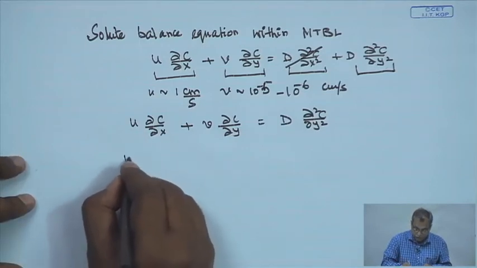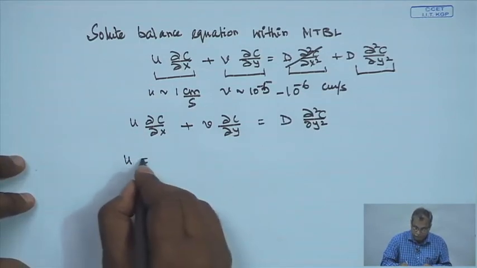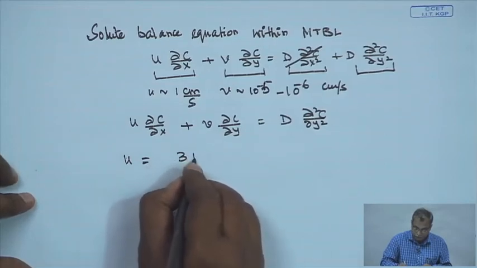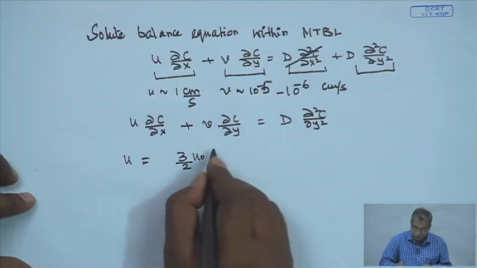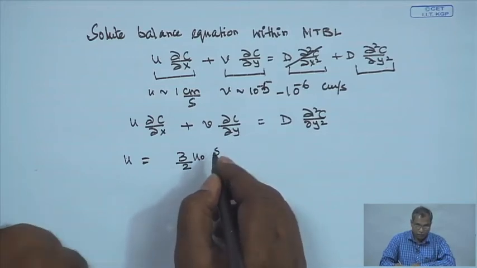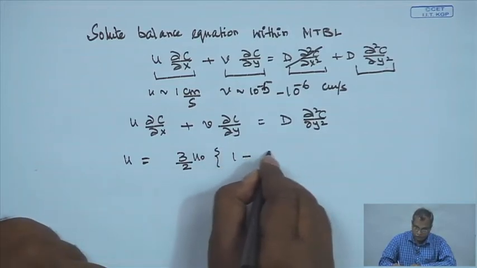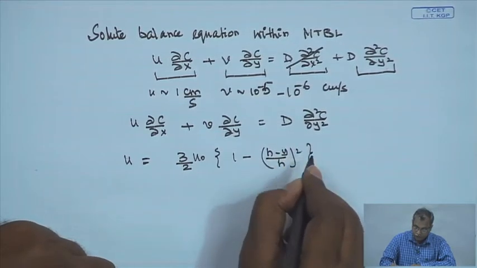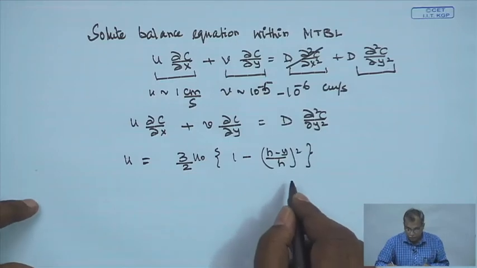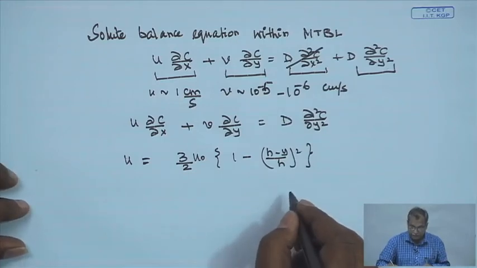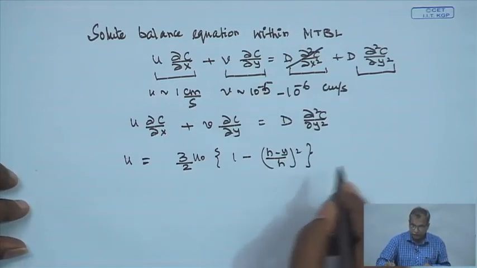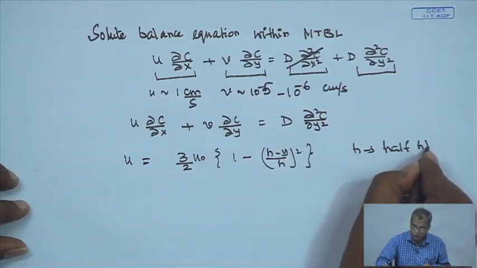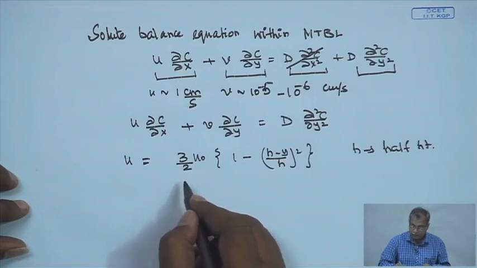So, what is U? U is equal to, for a laminar flow in a rectangular channel, 3 u0 by 2 times 1 minus the square of (h minus y) divided by h. So, we will be having a typical parabolic velocity profile as in laminar flow within a rectangular channel, where h is the half height and u naught is the cross sectional average velocity.